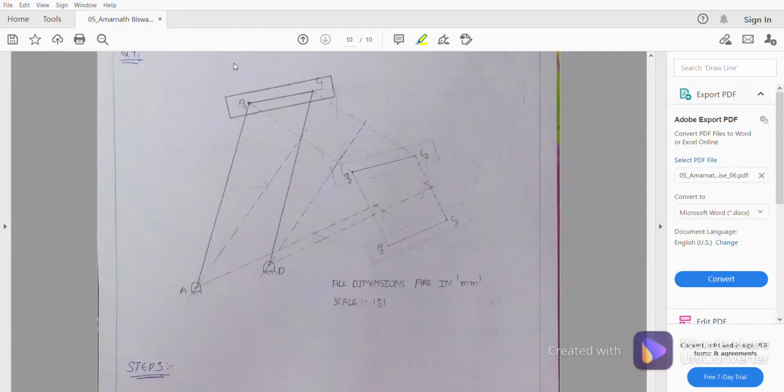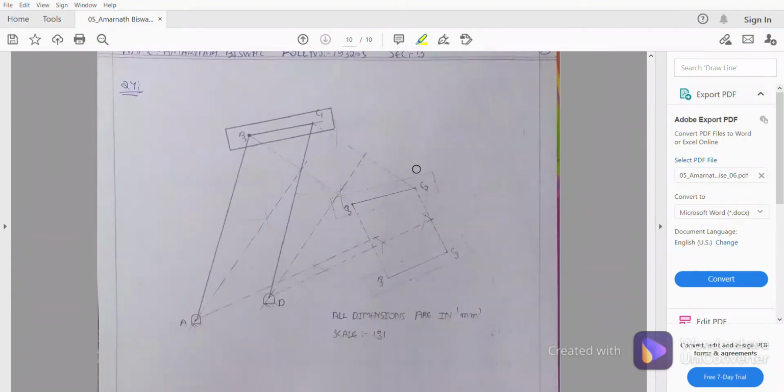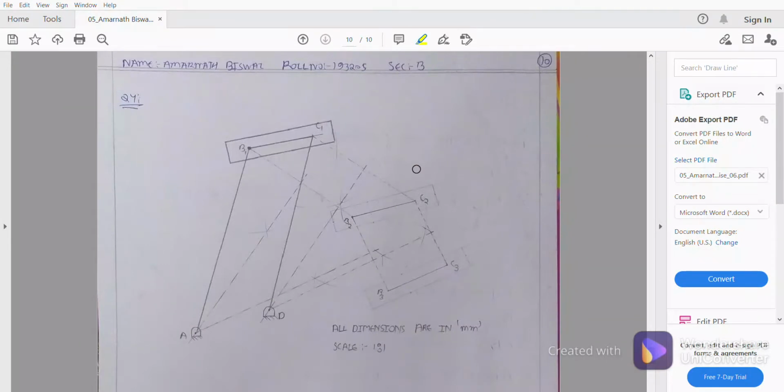Welcome all, friends. Today I'm going to explain the last problem of this four-bar mechanism, and this time it is based on the suitable movement of our rigid body. Rigid body means it will not face any deformation regardless of any force applied on it.